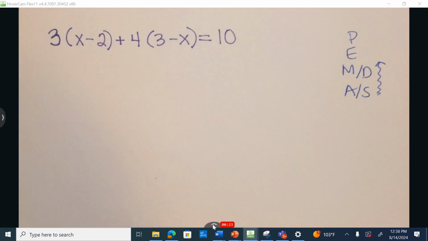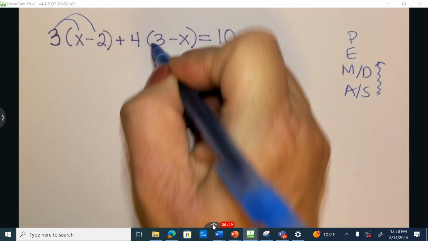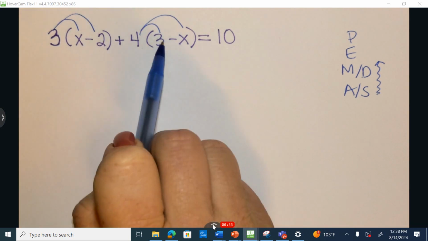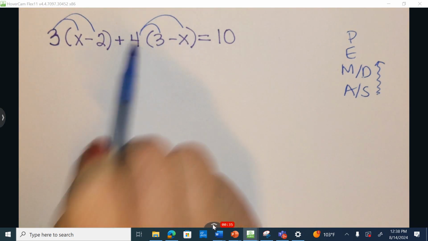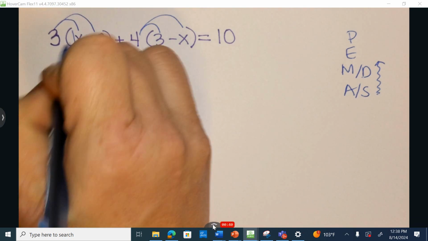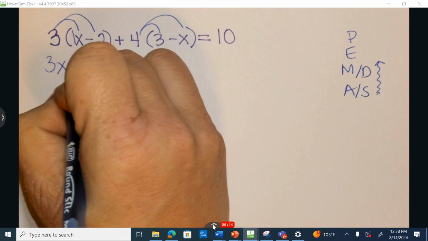So the very first thing I'm going to start with is I'm going to distribute the 3 and distribute the positive 4 to the x and the negative 2 and to the 3 and the negative 1x. When I distribute, I multiply. 3 times 1 is 3, bring down the x. 3 times negative 2 is negative 6.